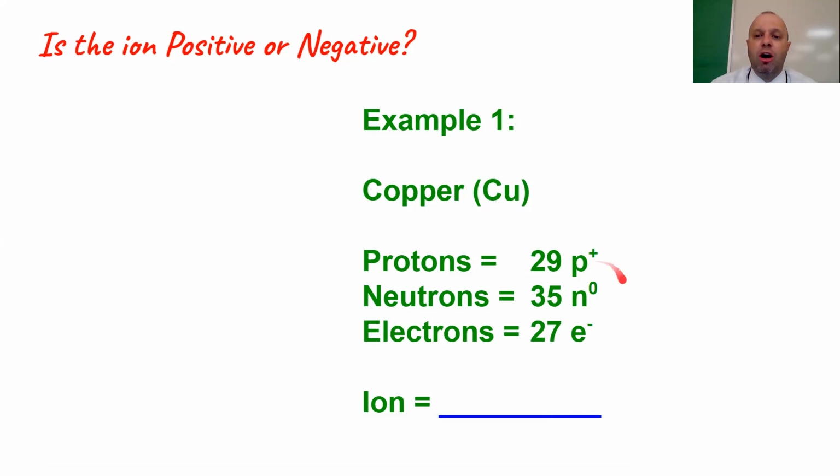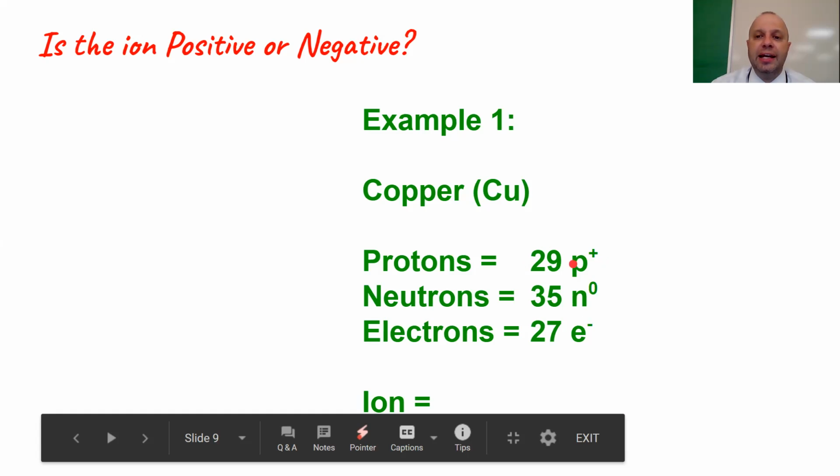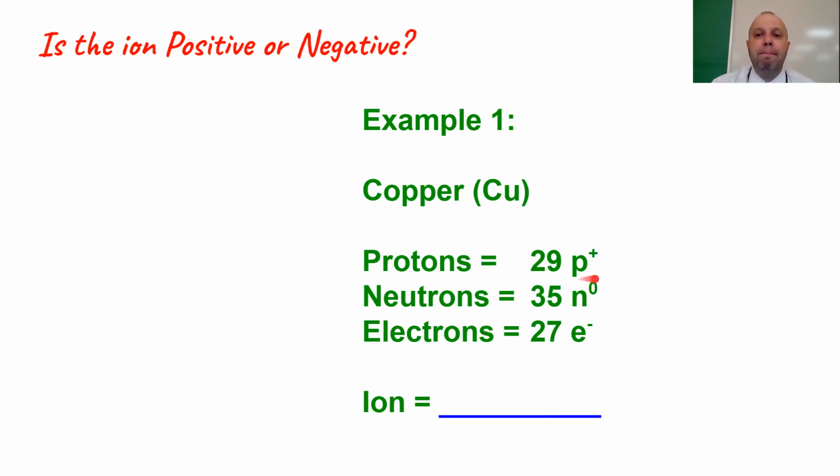So because these two numbers, 29 and 27, are not equal to each other, this is going to be a charge. And because we have more of the protons, that part's up here, it's going to be a positive charge, and we're going to call it +2. +2 because it has 2 more protons than it has electrons. So 2 more protons than it has electrons.